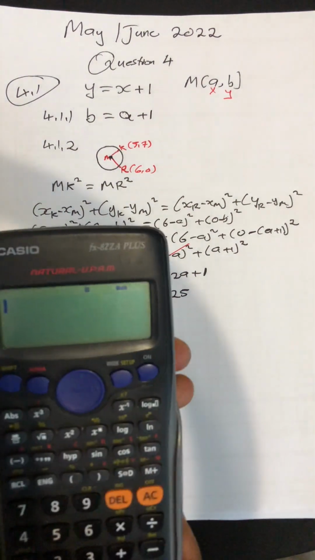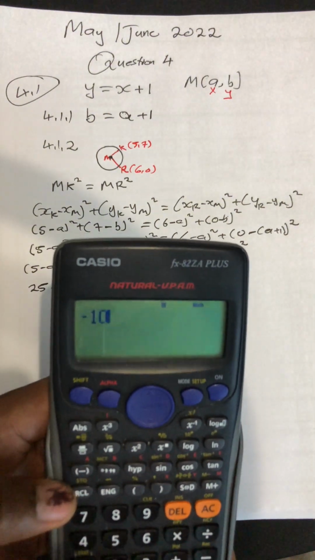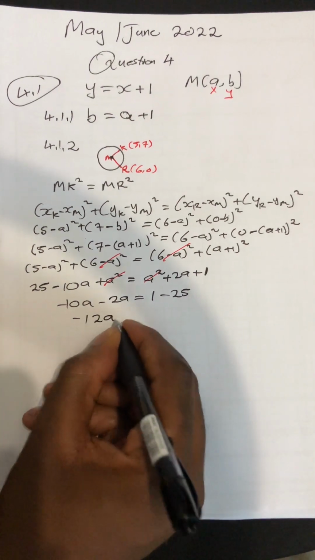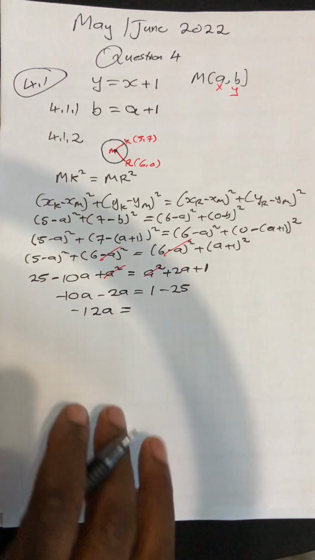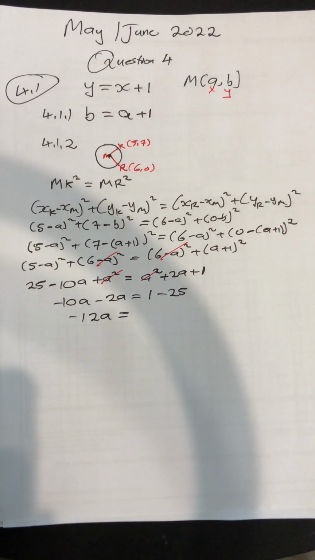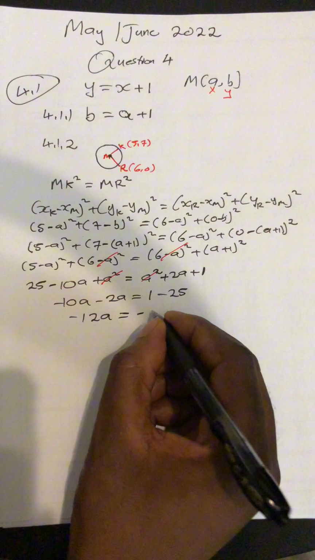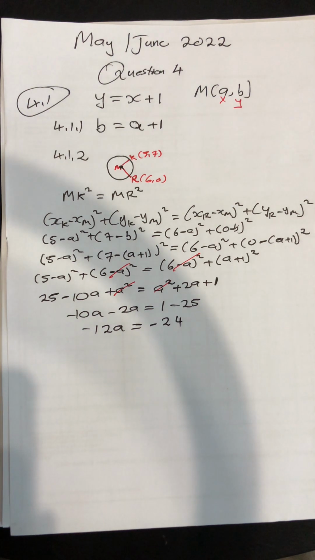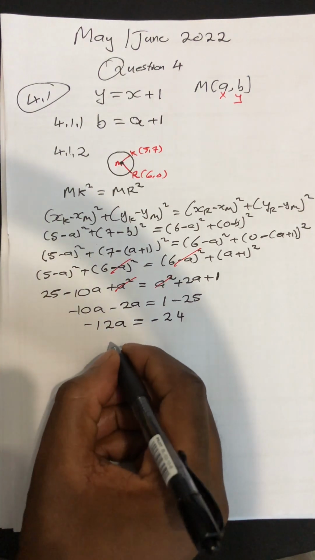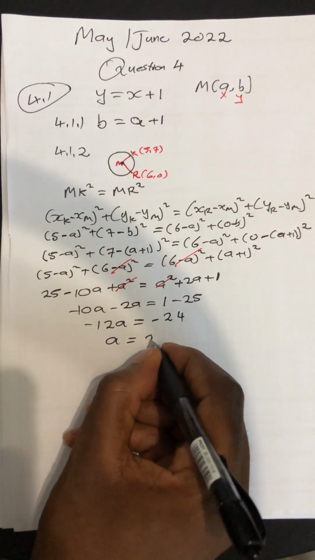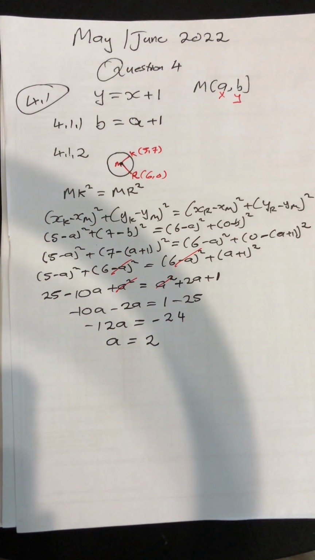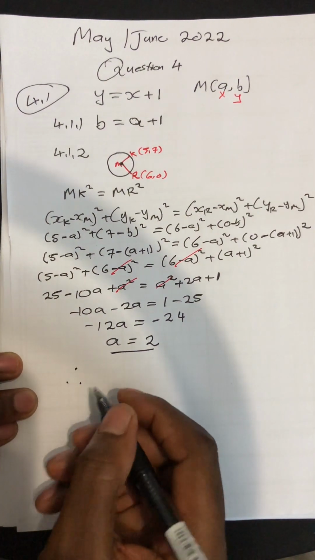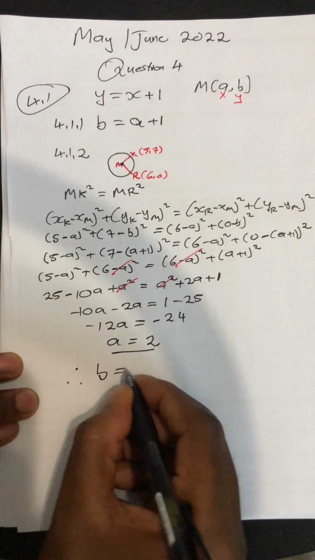Then use a calculator. You're going to say minus 10 minus 2, you have minus 12a is equal to, on the other side, 1 minus 25, which is equal to negative 24. Let's divide everything by negative 12. We're going to get a is positive 2. That is the value of a, positive 2. Then from here, for you to find b, you just have to substitute a by 2.